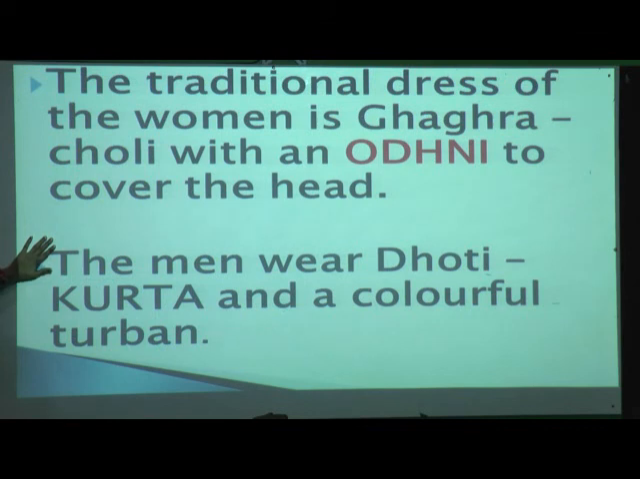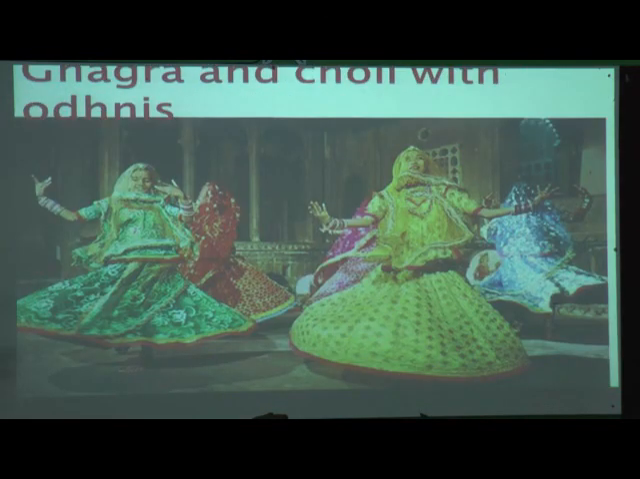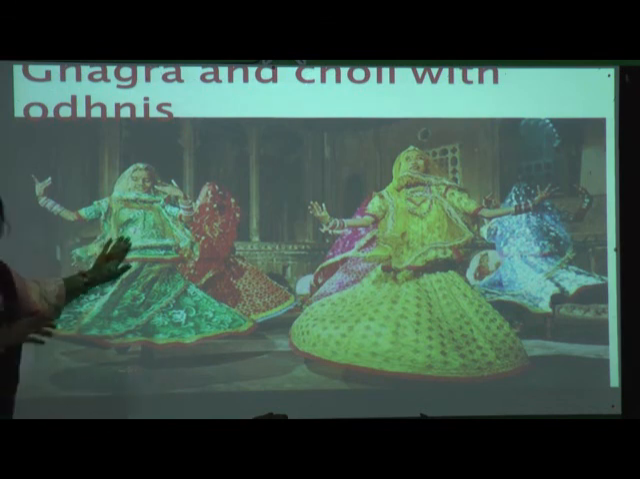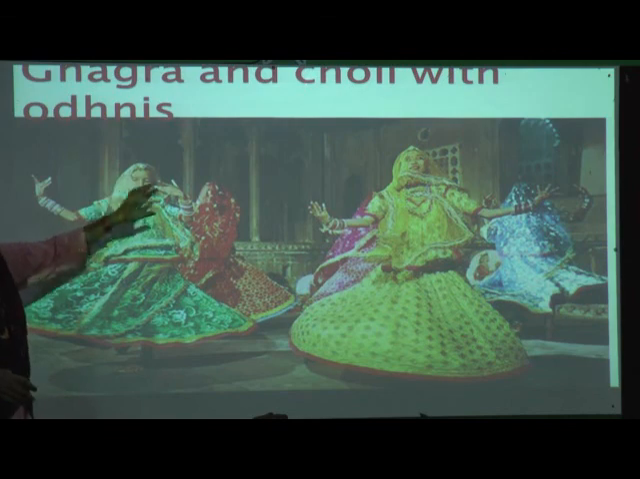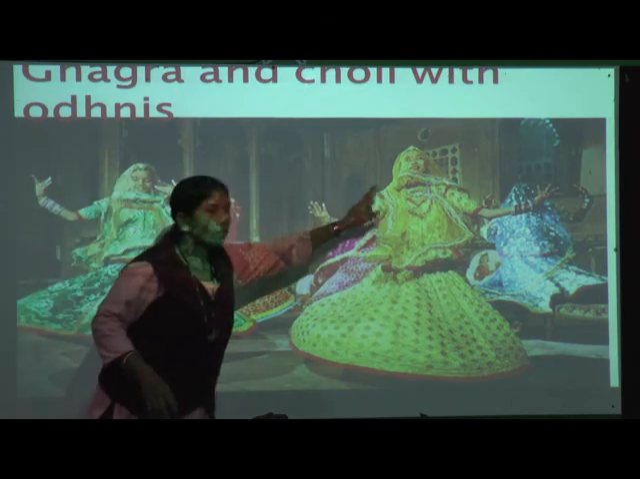And next, men. The men wear dhoti, kurta, and a colorful turban. What is a turban here? Not like a topi. It is rounded on their head. Can you see this? Women are dancing in the traditional dress here, ghagra choli, with an odhni to cover their head. Okay.